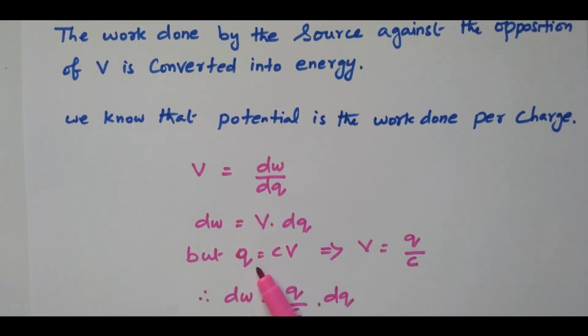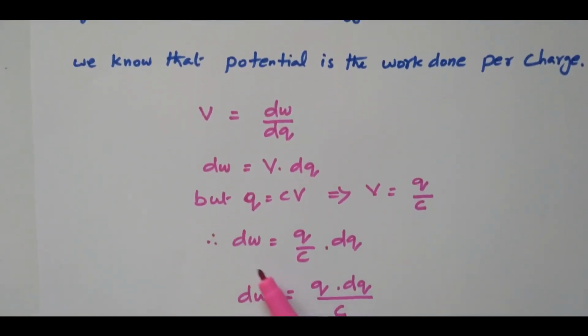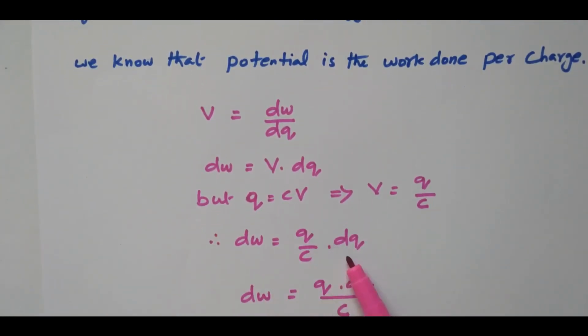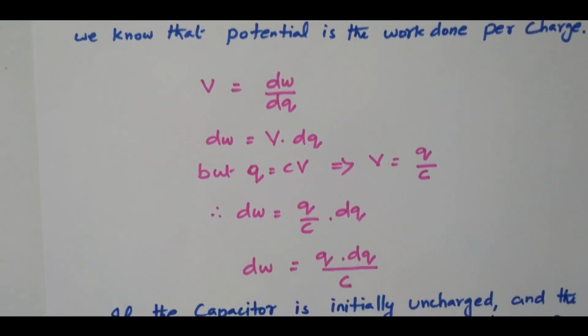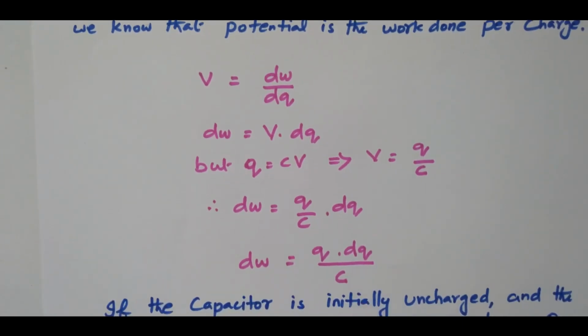But we know that Q equal to CV, so V equal to Q by C. We will replace V with Q by C. So dW equal to Q by C into dQ. This work done is due to only a small charge, so by integrating on both sides, we will get the total. dW equal to Q dQ divided by C.